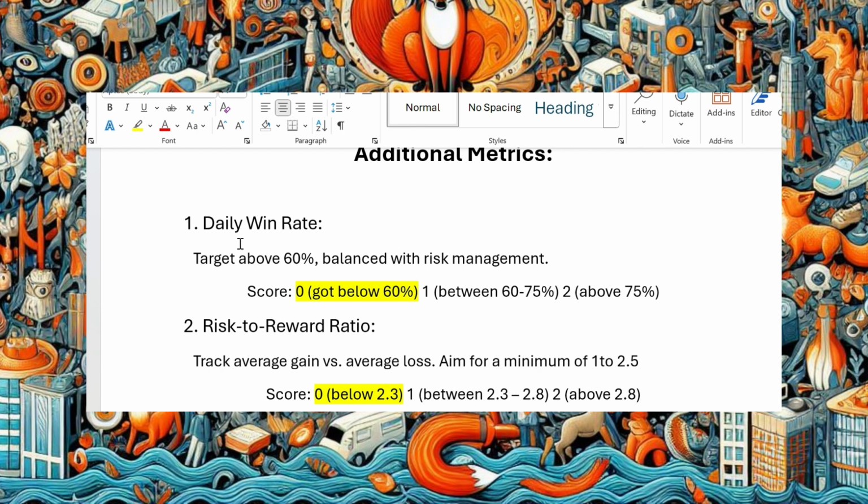And that's for a daily win ratio. My target is above 60%. Balance within my risk management is below because I lost that risk to reward ratio. Track average gains versus average losses. Aim for a minimum of 1 to 2.5. And this is for my wins and my losses. Right now, it's a loss, so it's below.